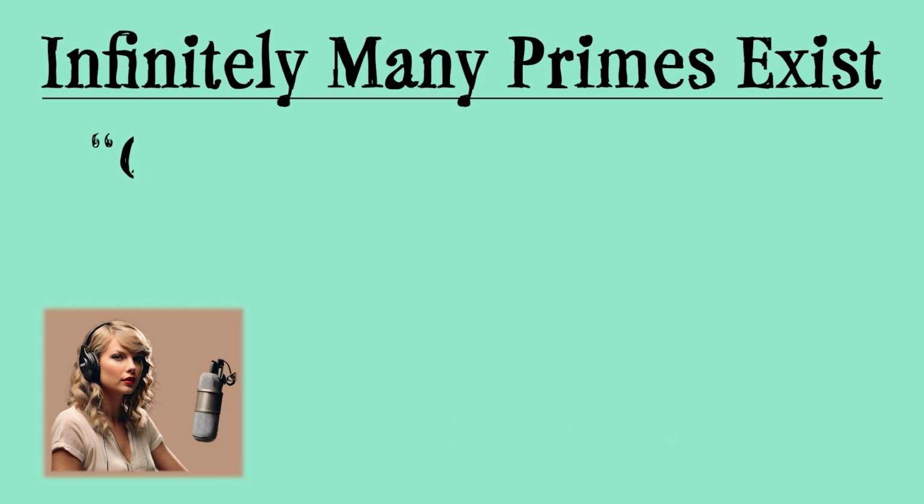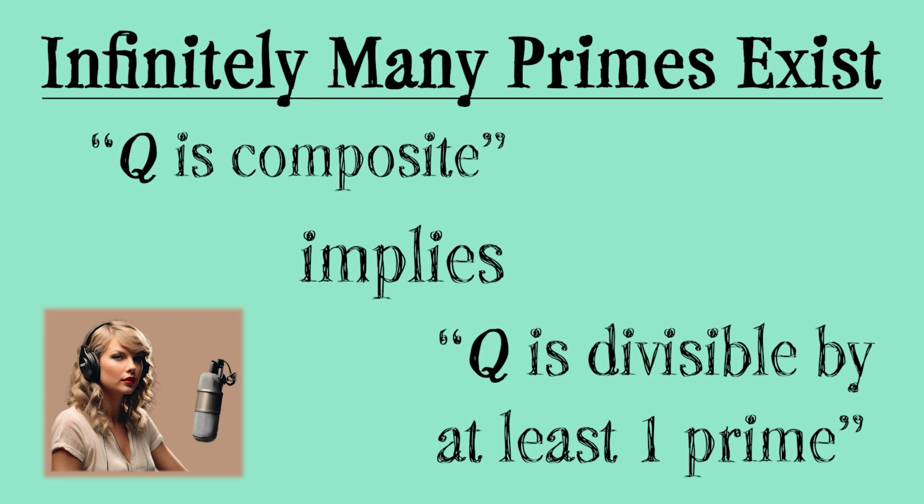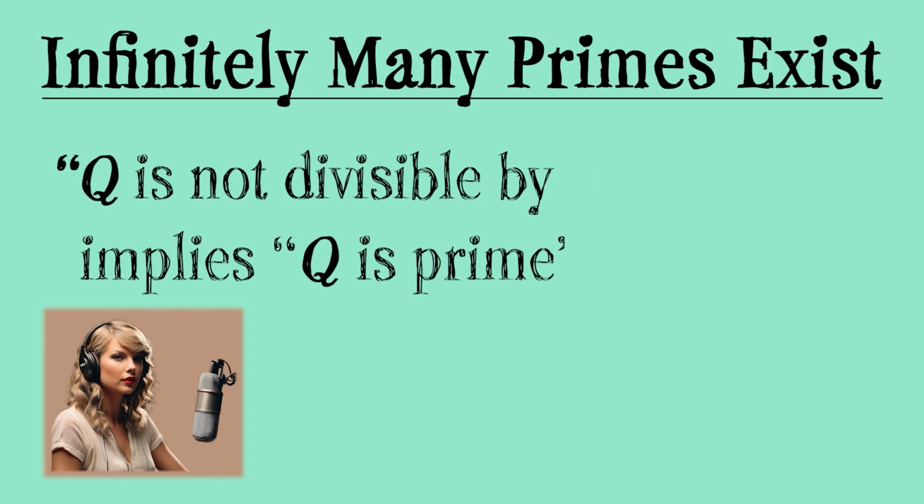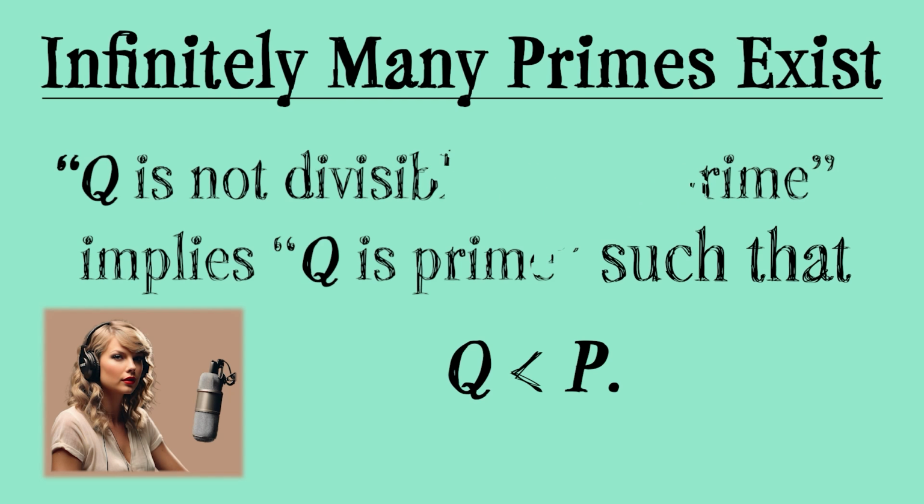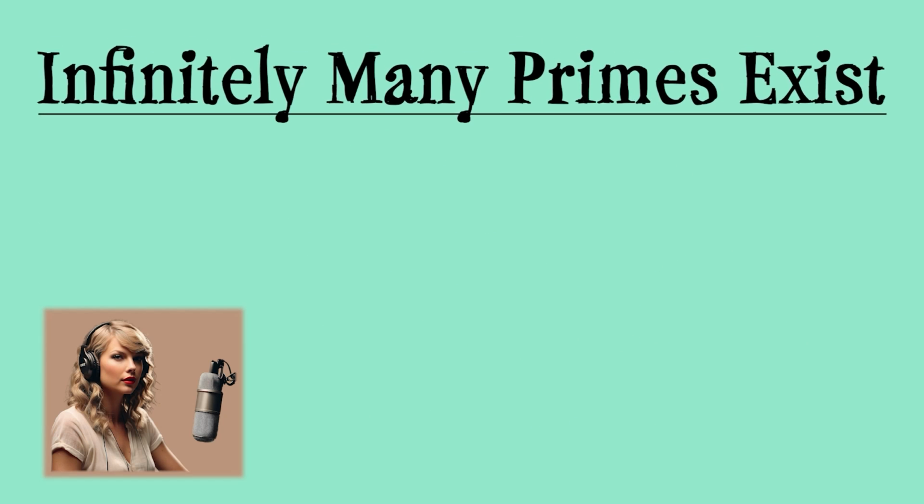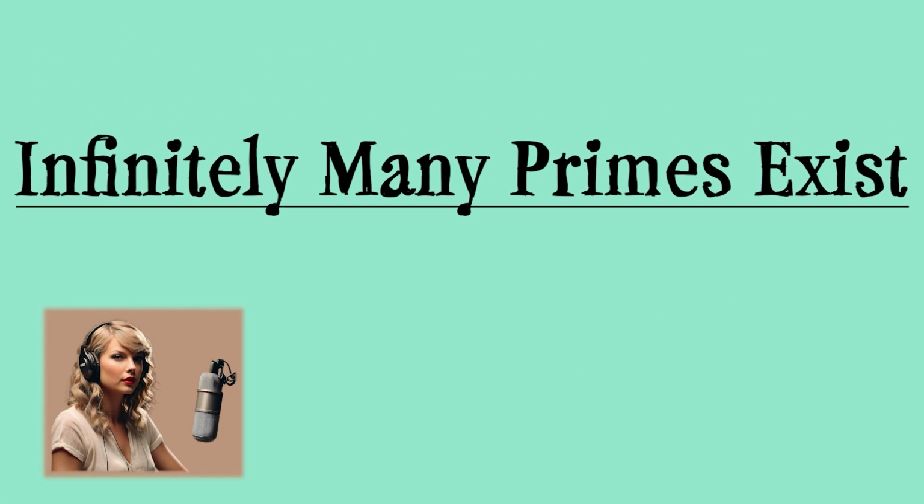As a consequence of being composite, Q must be divisible by at least 1 prime. However, dividing by any of the primes in the sequence 2, 3, 5, and all the way up to P will always leave remainder 1. Thus, Q must be a prime such that Q is less than P. This contradicts the assumption that P is the largest prime. Therefore, there is no largest prime and infinitely many primes must exist.